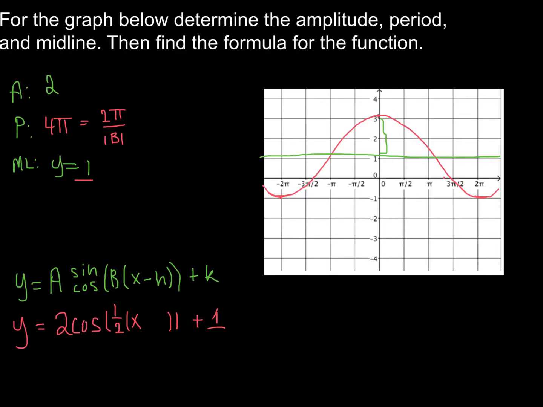And now let's see if there was any sort of phase shift. Does it look like my maximum shifted to the left or to the right? It did not. So since it's still at the origin, there's going to be no phase shift. I don't even need these pieces here. I have no need for an h value, and so my function is just 2 cosine of 1/2 x. I could also write this as x over 2, plus 1.